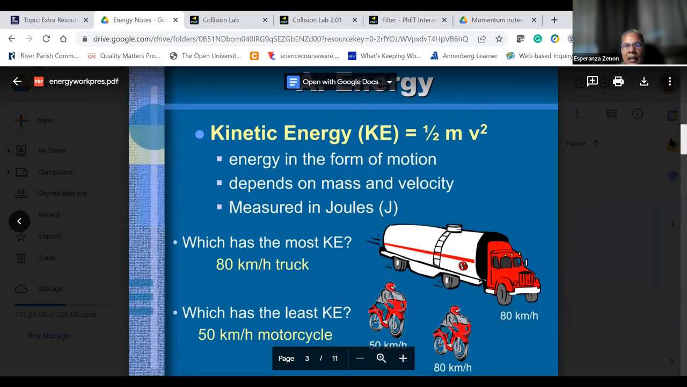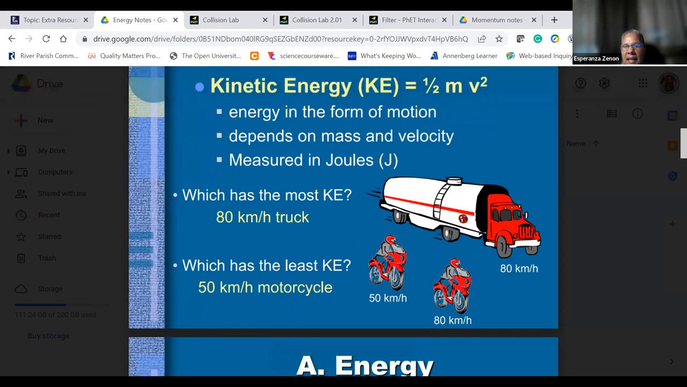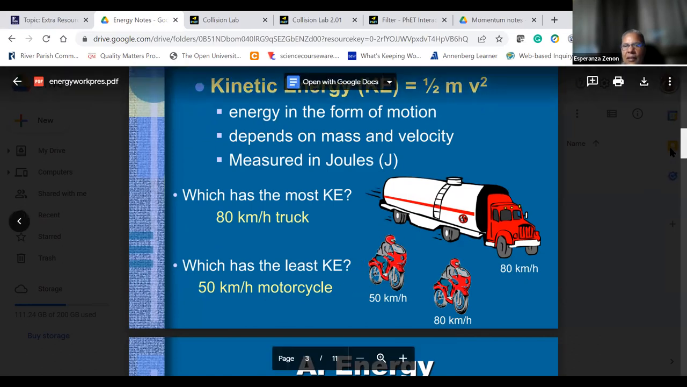And so you can see here, kinetic energy, energy in the form of motion, one half mv squared, measured in joules. The other important thing is that it deals with mass and velocity, but be careful because velocity is being squared. So if you double the velocity, you quadruple the kinetic energy. And we can see from this picture that the big truck is going to have more kinetic energy because it has the biggest mass and the biggest velocity. And then these motorcycles have the smaller mass, but because this one has the smallest velocity, it's going to have the smallest kinetic energy. So kinetic energy depends on mass and velocity, okay?